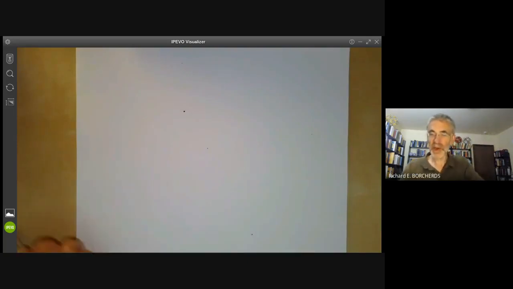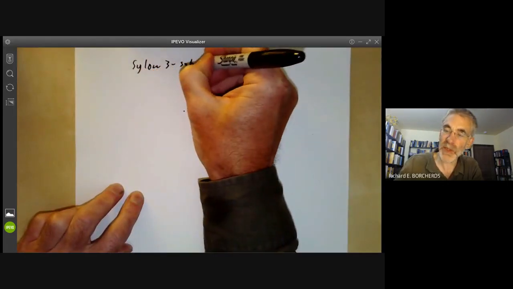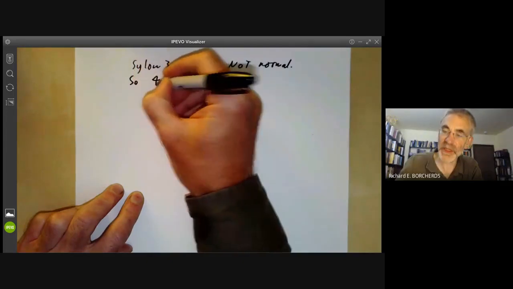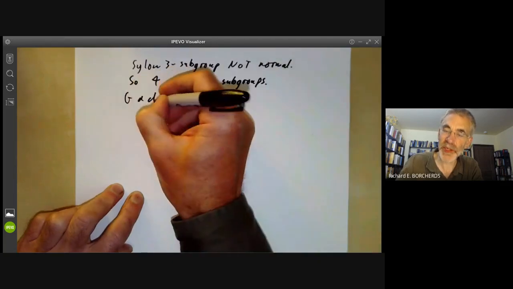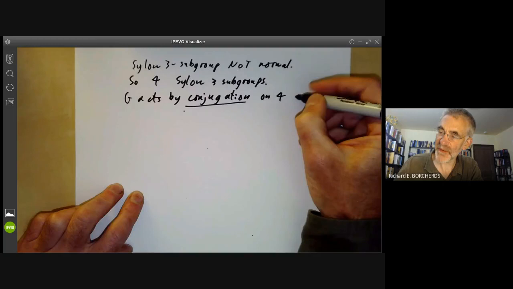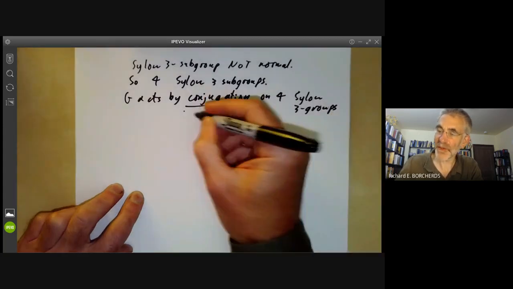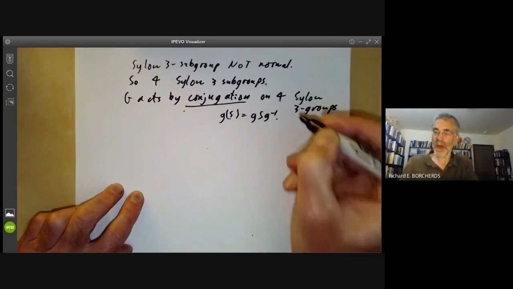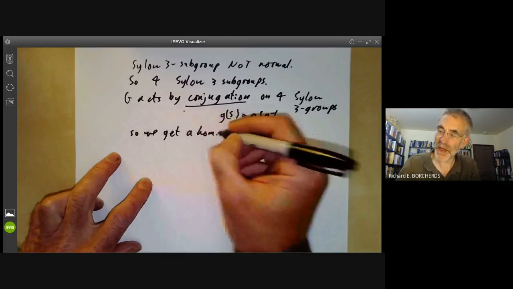So now let's look at the case when the Sylow-3 subgroup is not normal. So there are four Sylow-3 subgroups. And now G acts by conjugation on these four groups, on the four Sylow-3 subgroups. So we just remember the action by conjugation means an element G acting on a Sylow subgroup S is just GSG to the minus 1. And it acts transitively on these. So we get a homomorphism from G to the group S4.